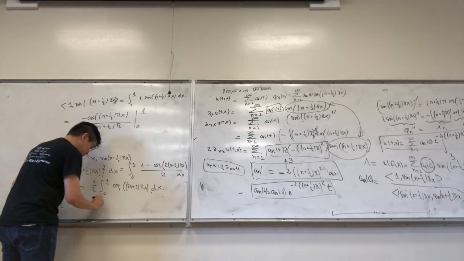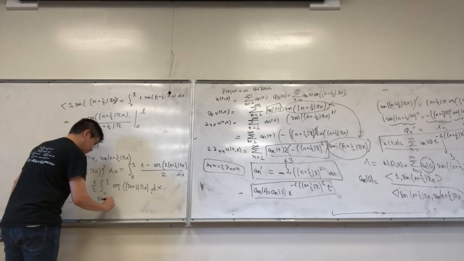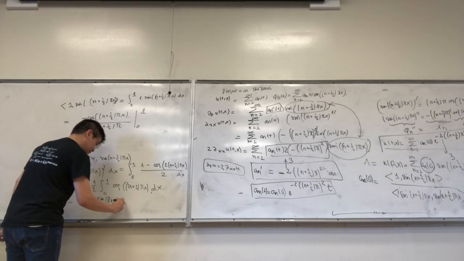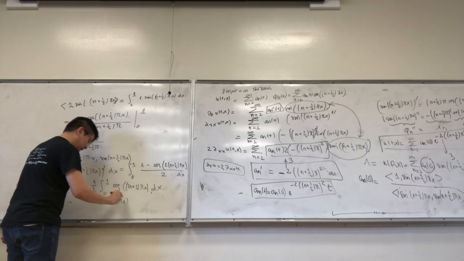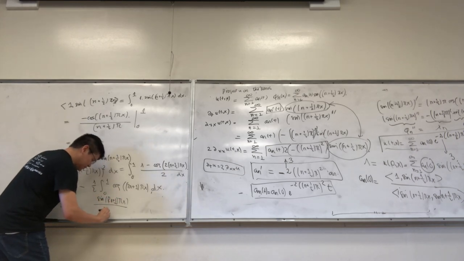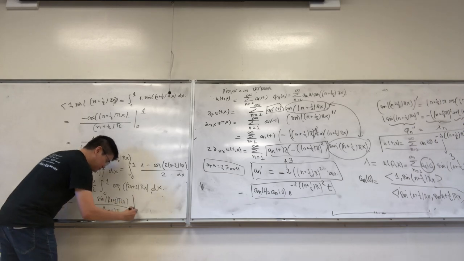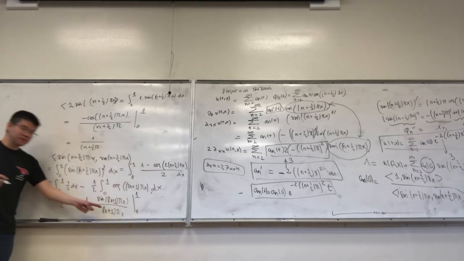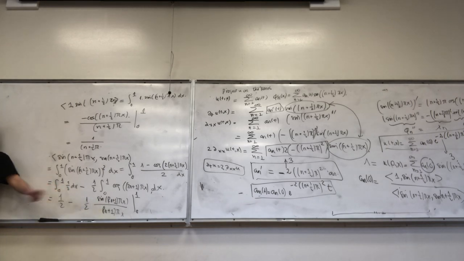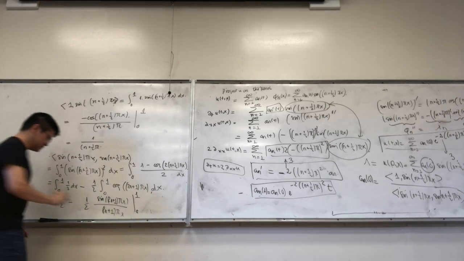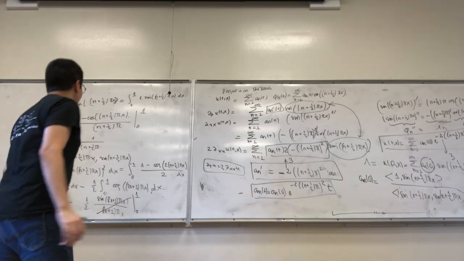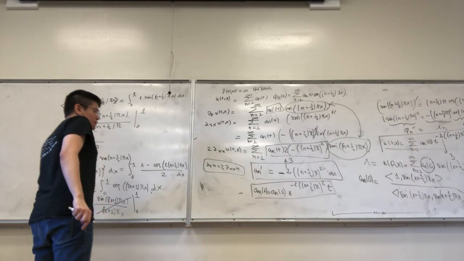So the antiderivative of cosine is sine. So you have sine of (2n plus 1) pi x divided by (2n plus 1) pi. Don't forget the 1/2. And you have to evaluate at 0 and 1. So what is the value of this quantity? Zero. So finally, this is 1/2, and the other one is zero.